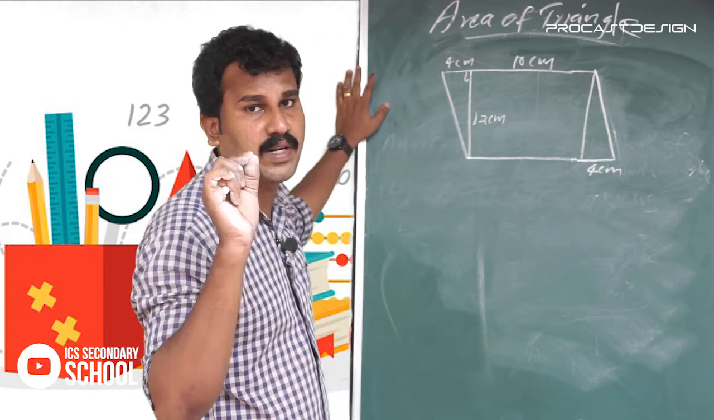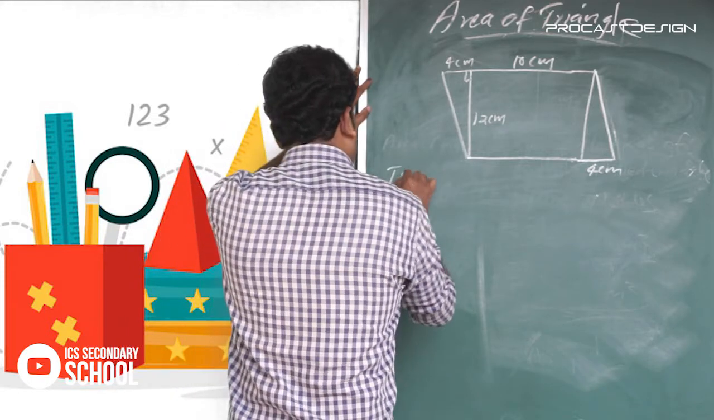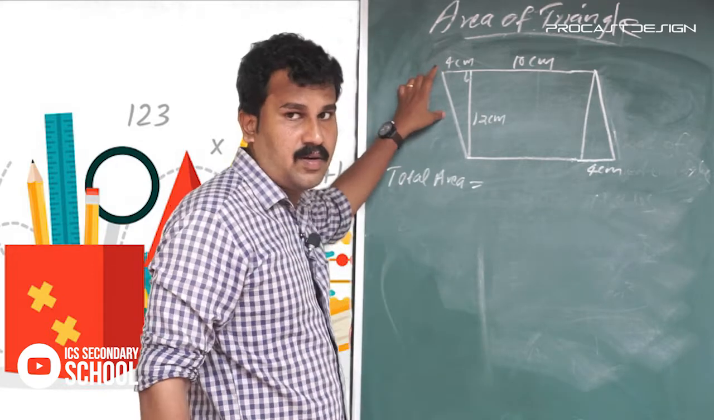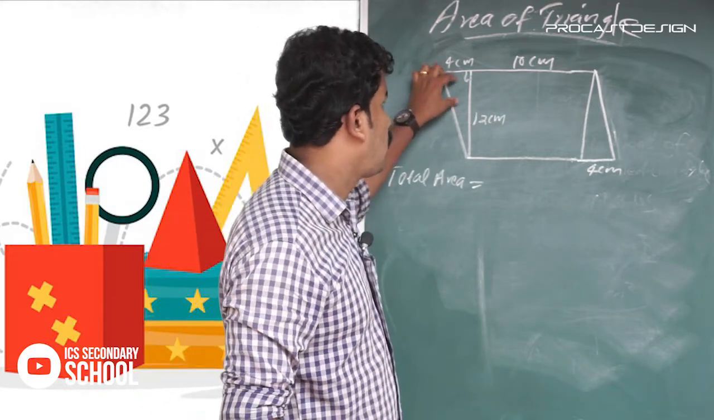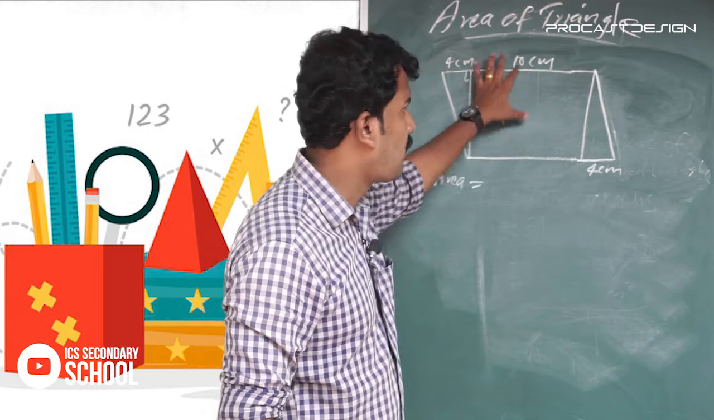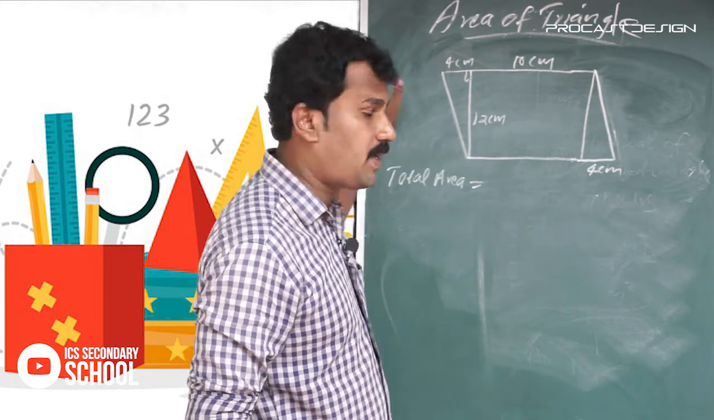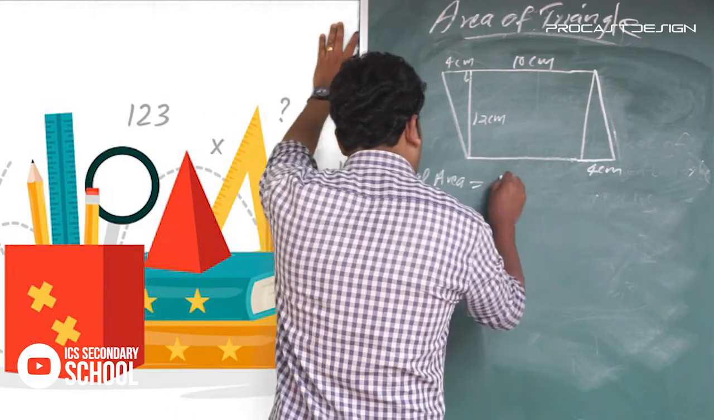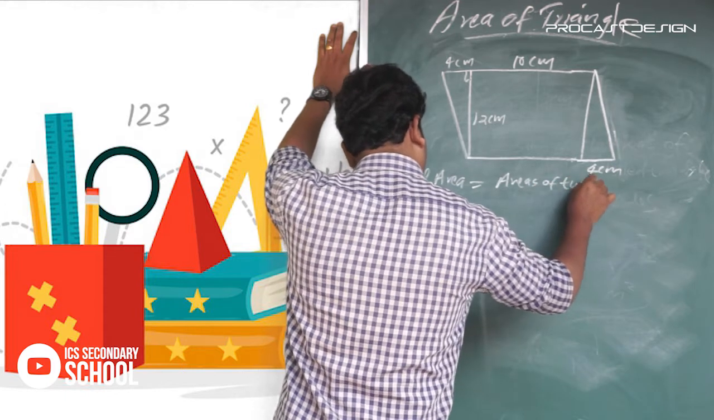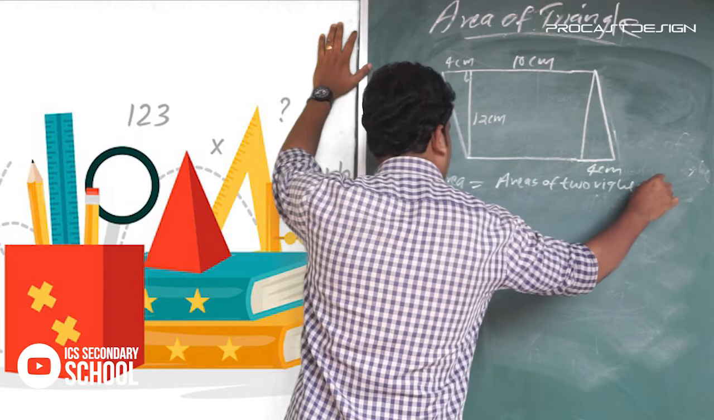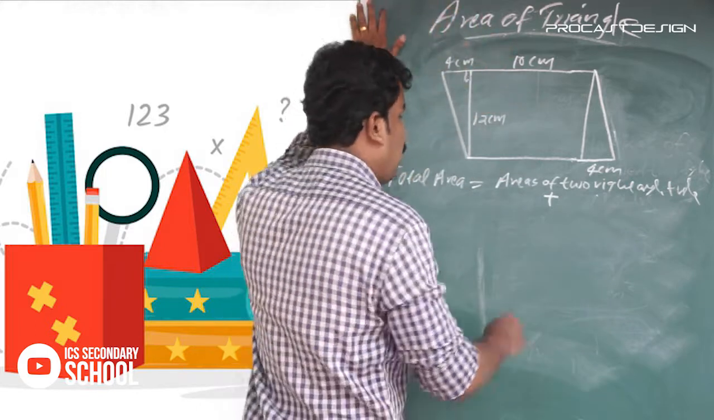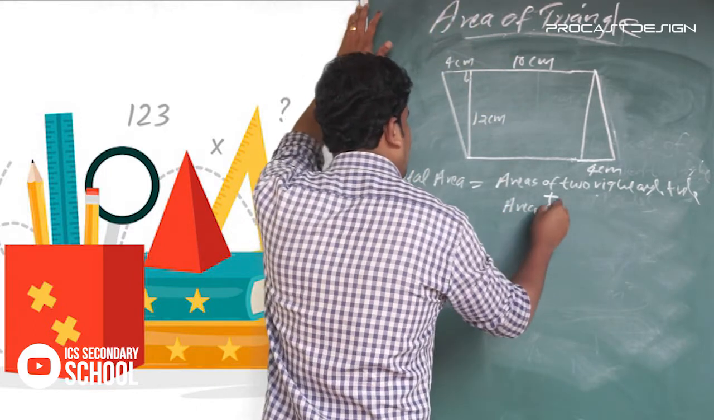How can we calculate the total area of this figure? Look at this figure. Here are two right angle triangles: this is the first right angle triangle and this is the second. Here we have two right angle triangles and one rectangle, so the total area of this figure is the areas of the two right angle triangles plus the area of the rectangle.